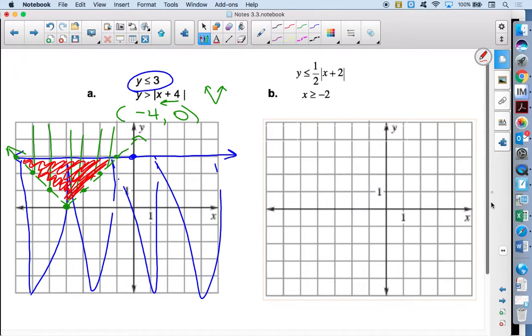Alright, so let's quickly graph this one here. We have y is less than or equal to the absolute value of x plus 2. So it moves right to -2, 0.